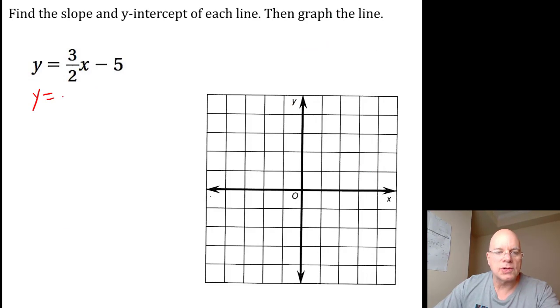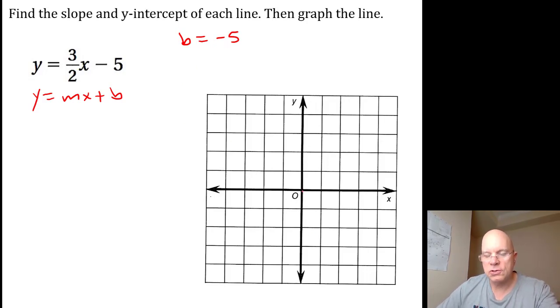Y equals mx plus b. Here b is negative 5, because subtracting 5 is adding negative 5. So my beginning point, my y-intercept, is at negative 1, 2, 3, 4, negative 5, way down here. M is 3/2. So delta y over delta x equals 3 over 2.